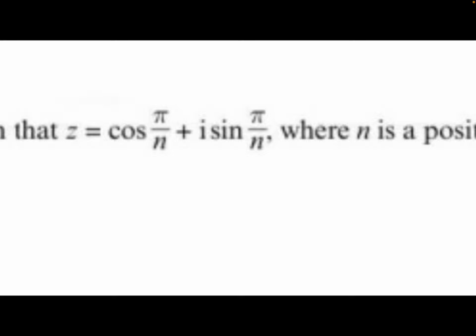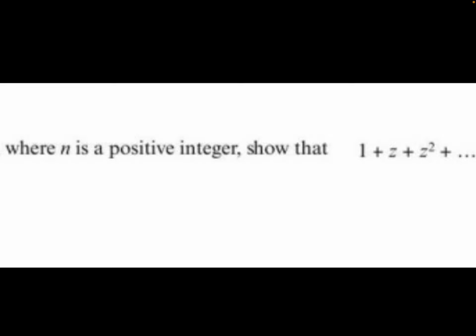Second example for this video, we're told that our complex number z is equal to cos pi over n plus i sine pi over n, where n is a positive integer. And we need to show that this sum, 1 plus z plus z squared, and so on, up to z to the power n minus 1, is equal to 1 plus i cot pi over 2n.